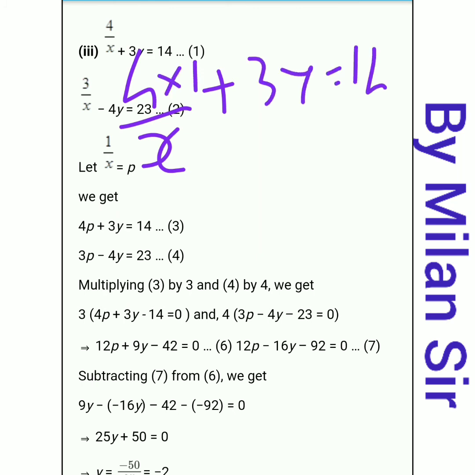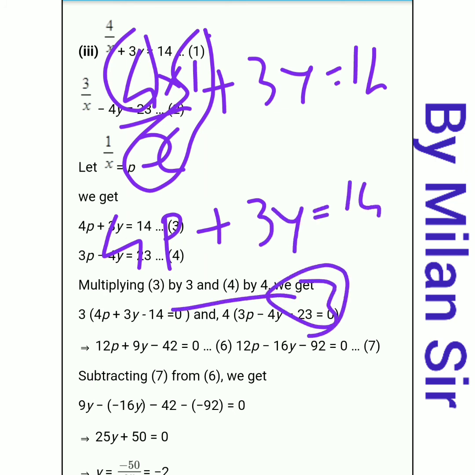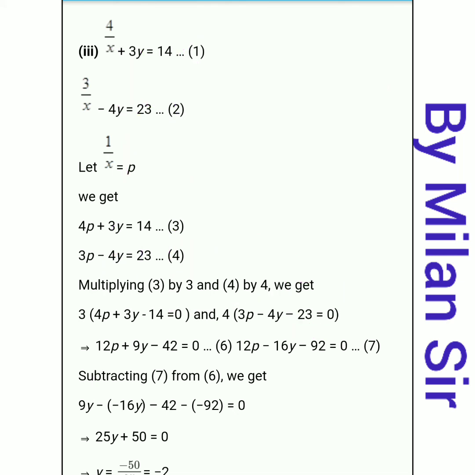We can write multiply 1. So first of all, 4 as it is, 1 upon x it is p, plus 3y as it is, equals 14 as it is. This is our equation number 3. Okay, 4p plus 3y is equal to 14. This is our equation number 3.